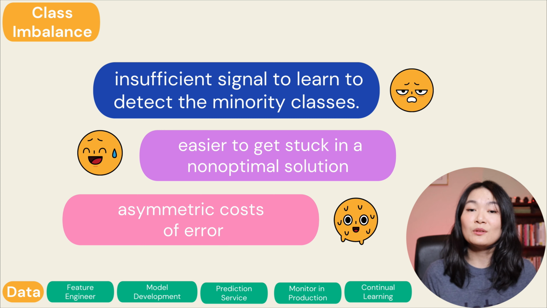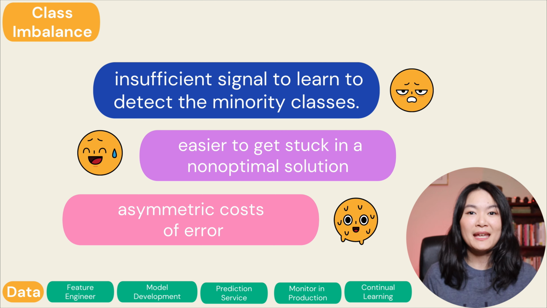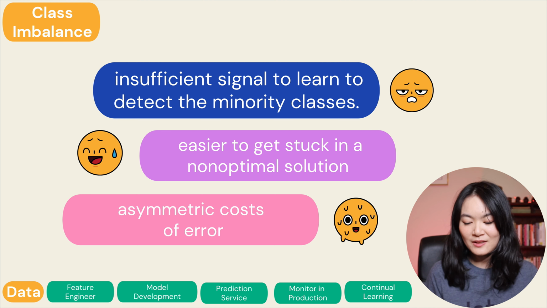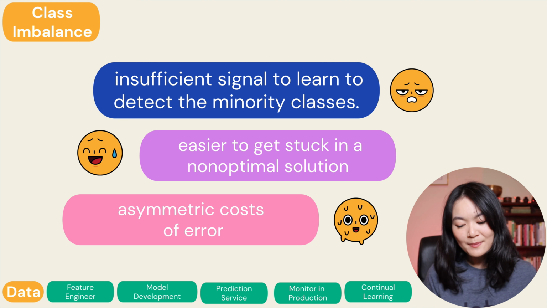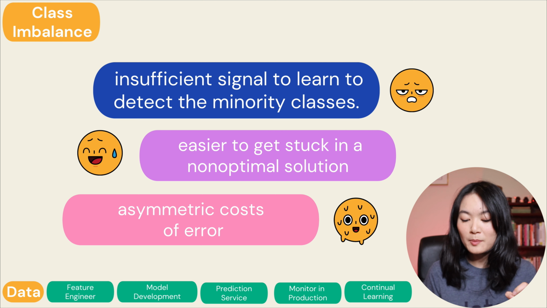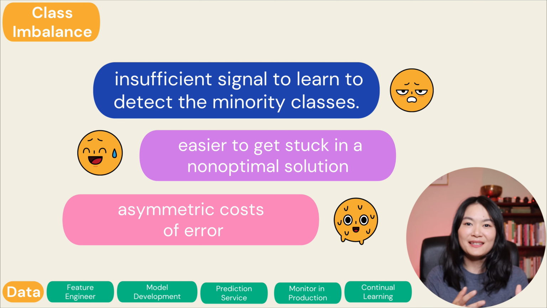We often need to deal with class imbalance in machine learning models. Class imbalance can make learning difficult for the following 3 reasons. There is insufficient signal for your model to learn to detect the minority class. Class imbalance makes it easier for your model to get stuck in a non-optimal solution. Class imbalance leads to asymmetric cost of error. The cost of a wrong prediction on a sample of the minority class might be much higher than a wrong prediction on a sample of the majority class.